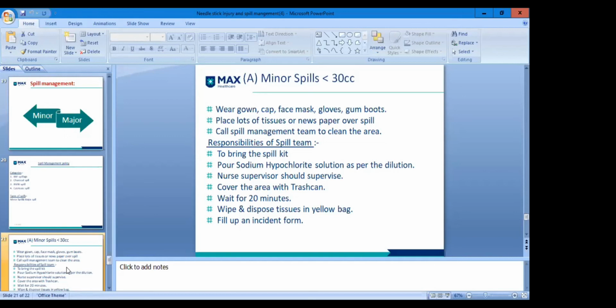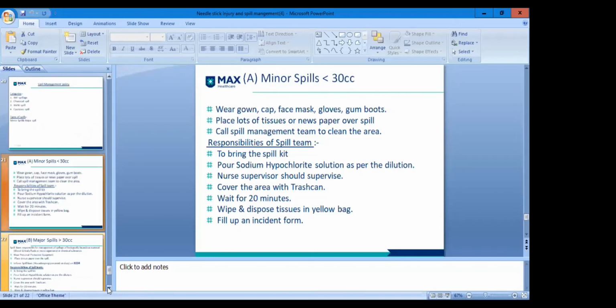If a minor spill is there, we pour sodium hypochlorite solution at the proper dilution. We call the nursing supervisor of that area, and we cover the area with tissue papers or newspapers. We wait for 20 minutes, then ask housekeeping staff to wipe and dispose of those tissues in the yellow bag, wearing proper PPE, and then fill up the incident form. This is what needs to be done for a minor spill.